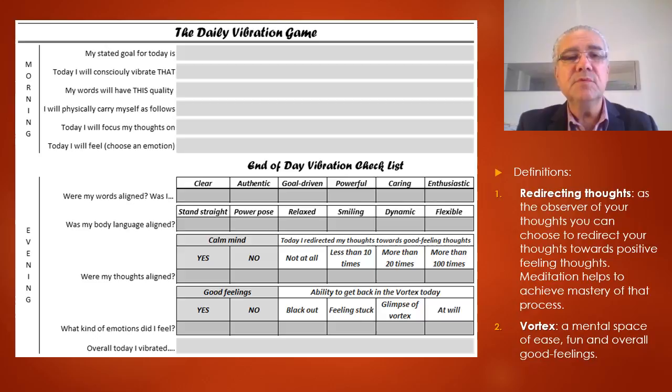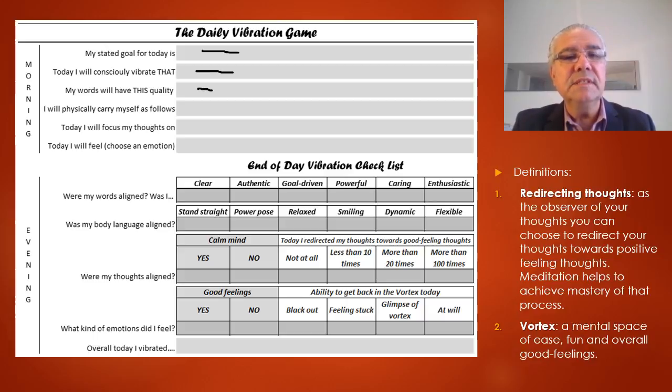We have a form that you may want to use for a week or maybe longer. When you start the day, you would write what your stated goal is for that particular day, what you want to achieve. That could be a small goal, a big goal. Then you would say, what do I consciously vibrate today? This could be, I'm vibrating confidence, I'm vibrating assertiveness, I'm vibrating gratitude, and this would be a reflection of your body language, of your words that you'd be using towards people, your emotional state, and also your thought pattern.